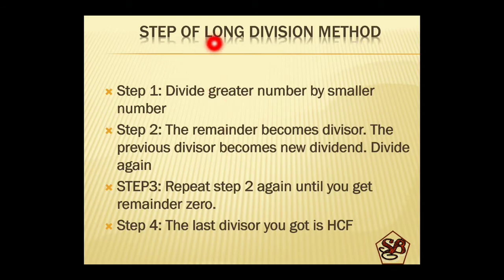Here are the steps of the long division method. Step 1. Divide the greater number by the smaller number. Step 2. The remainder becomes the divisor. The previous divisor becomes the new dividend and we divide again. Step 3. Repeat step 2 until you get the remainder as 0. Step 4. The last divisor you got is your HCF.